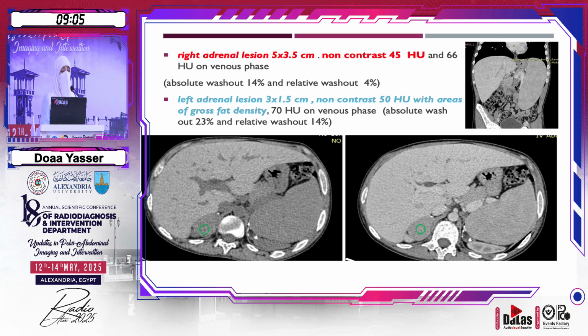The right one was about 5 centimeters in maximum dimension, with an initial attenuation of 45 Hounsfield units that became 66 on the venous phase. The left one shows areas of gross fat attenuation, and it's about 3 centimeters with an initial attenuation of 50 Hounsfield units that became 70 on the venous phase. Both show washout of less than 50%.